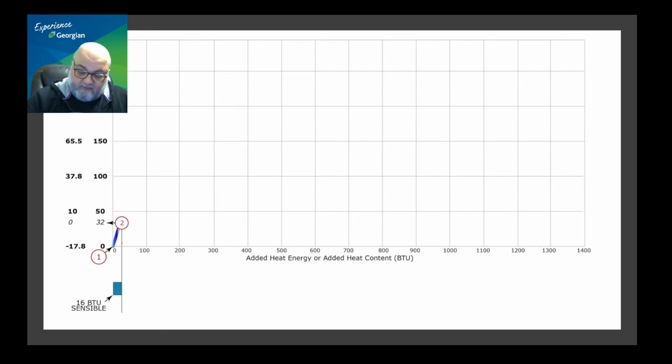This is what's going to happen. When we added that heat, starting from 0 here to the point where our H2O, again, 1 pound of H2O, has reached 32 degrees Fahrenheit, we were adding heat and increasing temperature. Okay, I need you to remember, we were adding heat and increasing temperature.